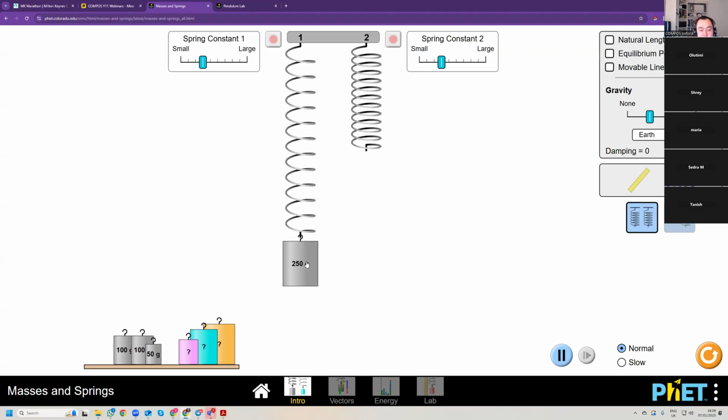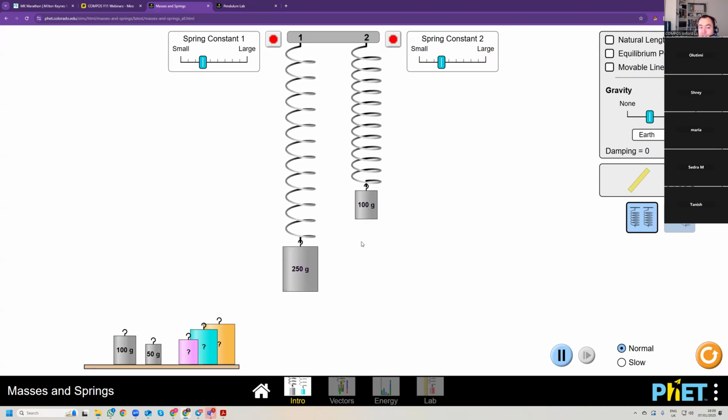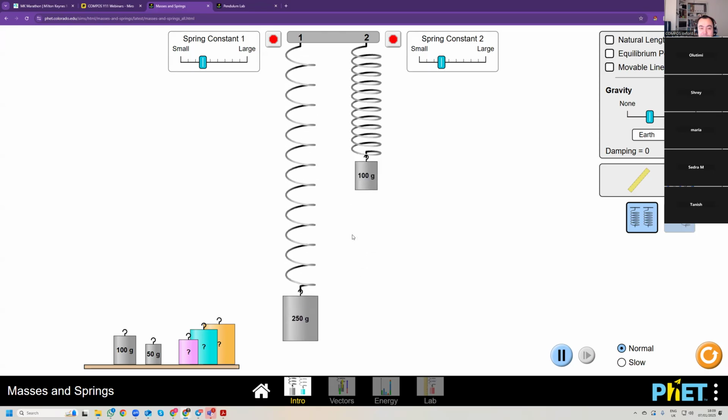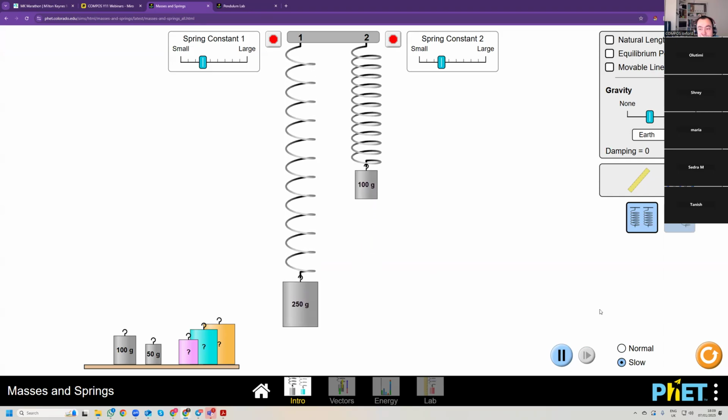What do you think will happen if I use a smaller mass? Will it bounce faster or will it bounce the same? It will bounce faster indeed. Let's check. I'm going to pull this. So you can clearly see that the second mass, I can do it in slow motion, clearly does more oscillations.